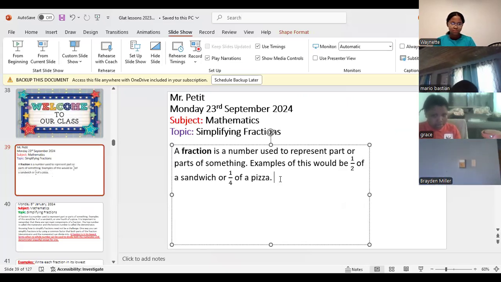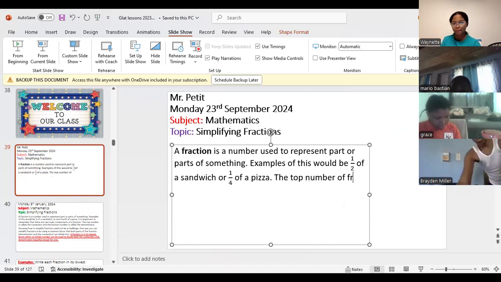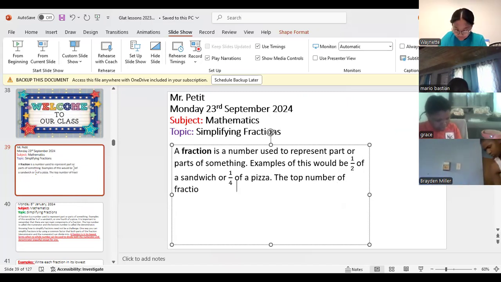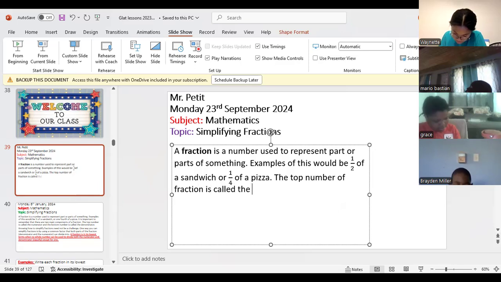Okay, so the top number of a fraction, write this down for me, please. The top number of a fraction is called what? A numerator. The numerator. It's called the numerator.